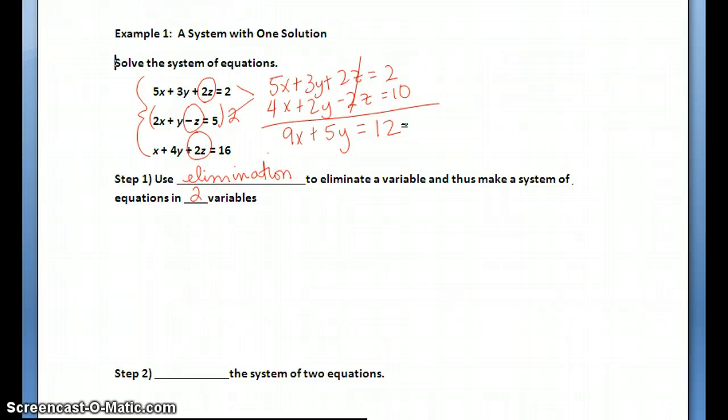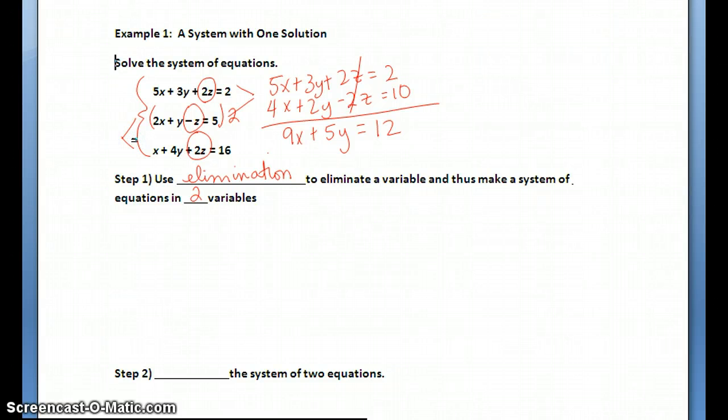Now I have one equation between my first and my second equations. Now I have only one equation with two variables. So what I want to do now is I've used the first two. So now I need to use that third equation, and I can use it with the first one or the second one. What I want to use it with is the second one, because I've got kind of the same thing going on with these two.